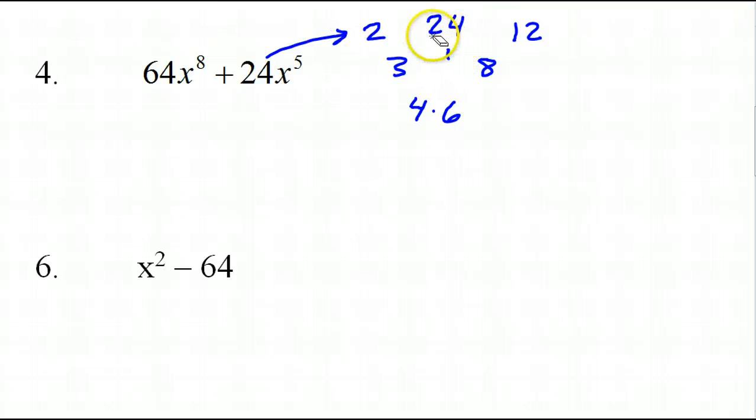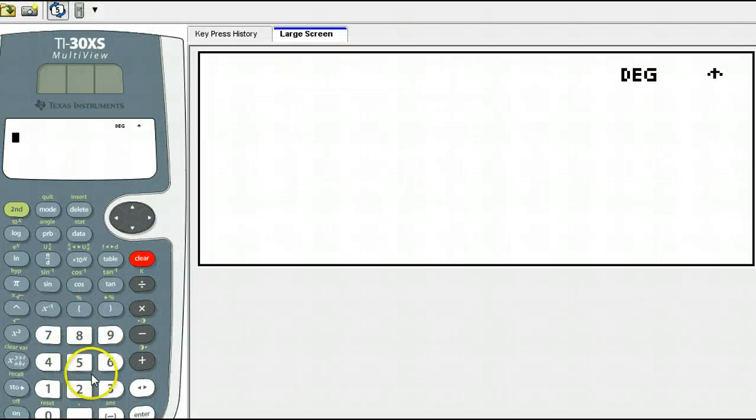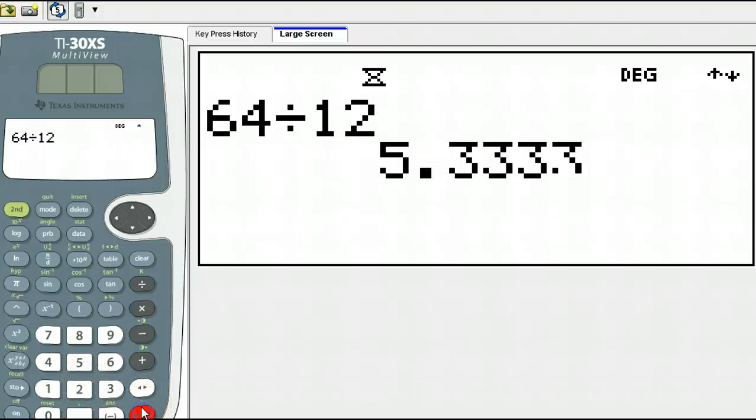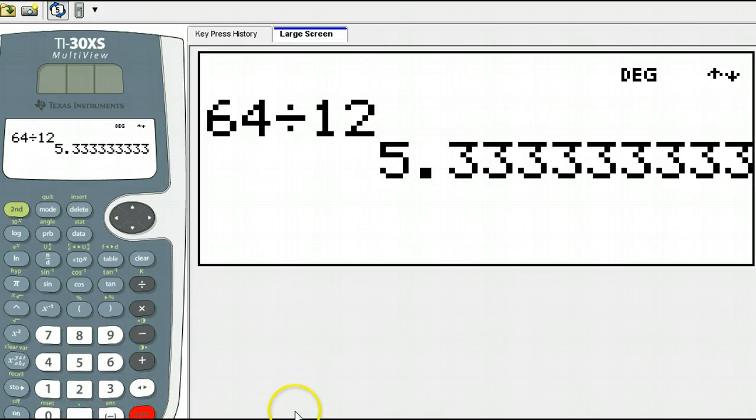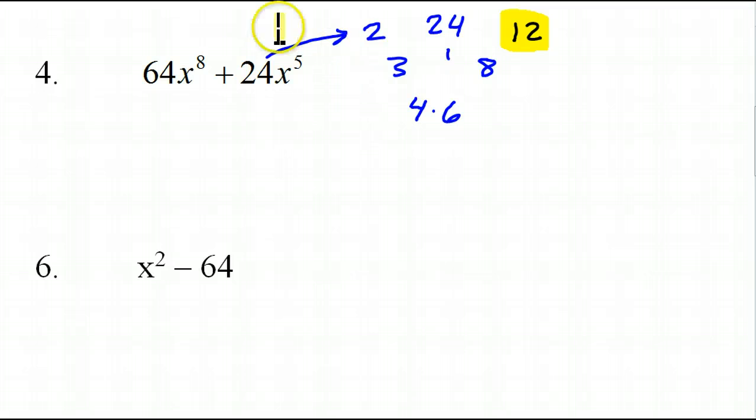So go down the list. What about the next bigger one? 12. Does 12 go into 64? Again, I think not, but feel free to check it out. 64 divided by 12. Nope, that's a decimal as well. It does not go in evenly. Let's see, what's next on the list? The next biggest number, because we are looking for the greatest common factor, is 8.